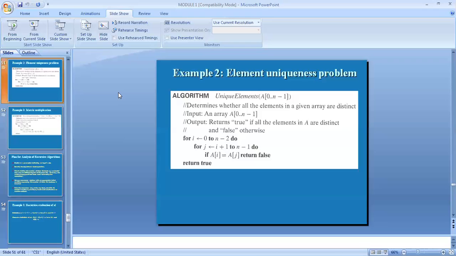So here we conclude how to calculate the time complexity for the non-recursive algorithms.